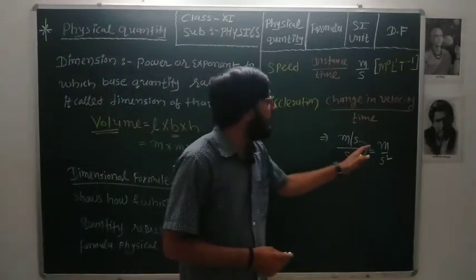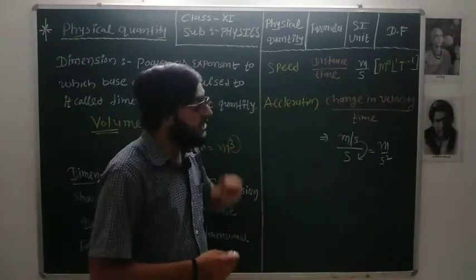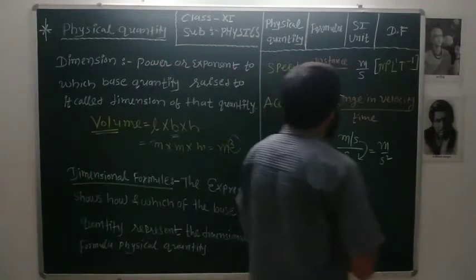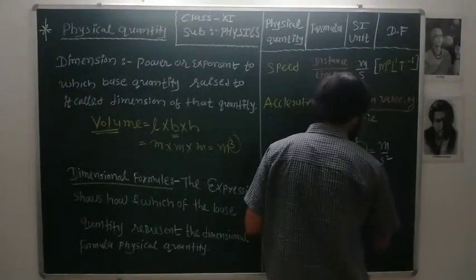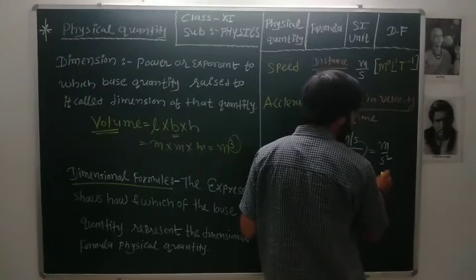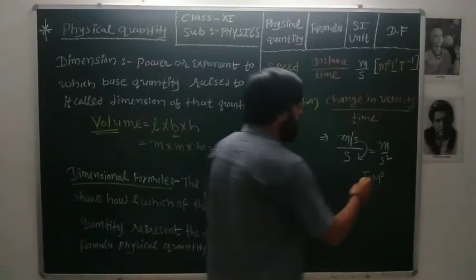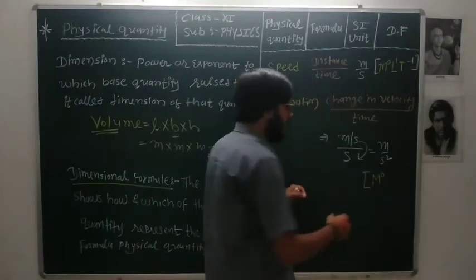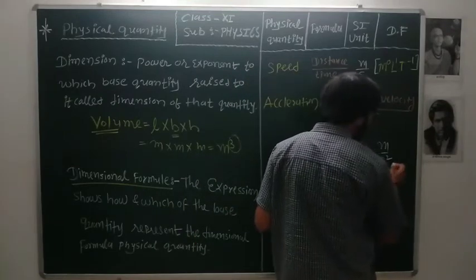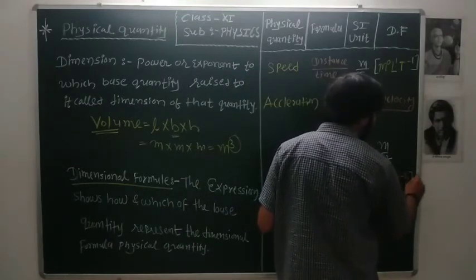Now we need to write the dimensional formula of the acceleration. It comes from this: M raised to power 0, because mass is not present here, that's why we put 0. L raised to 1 and T raised to -2.